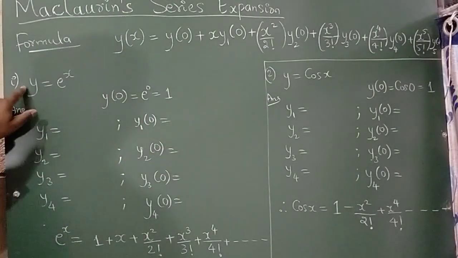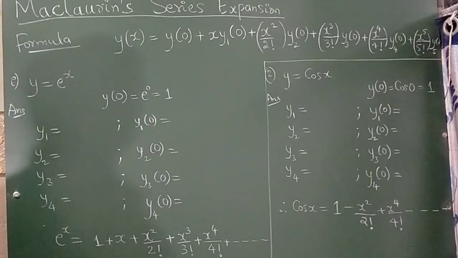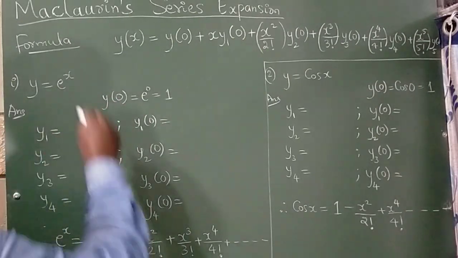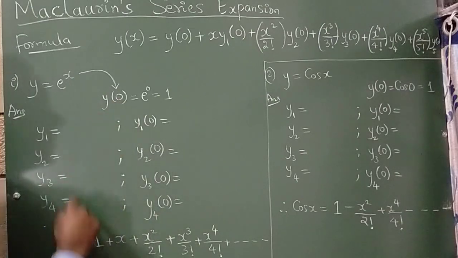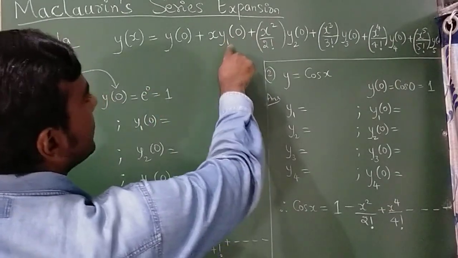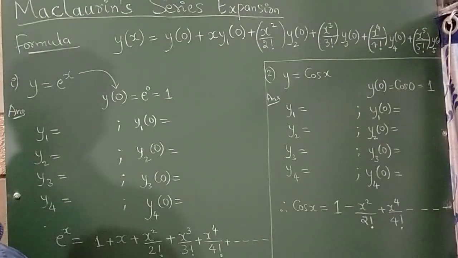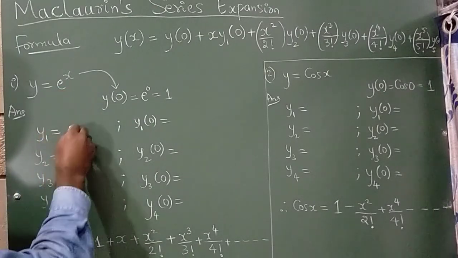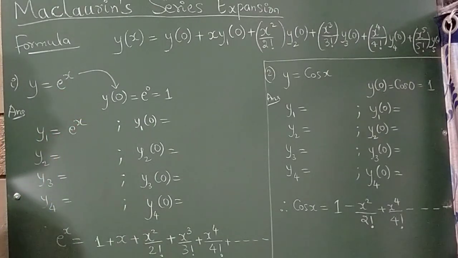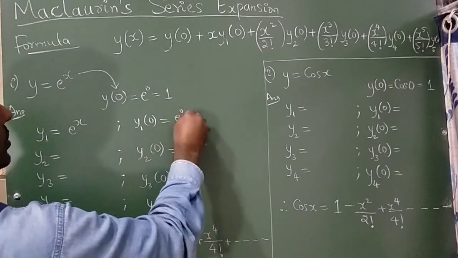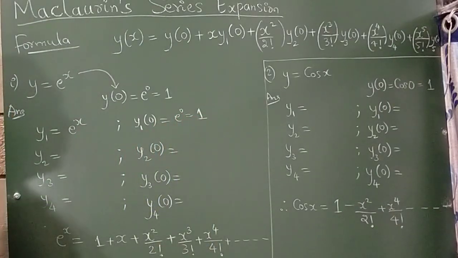So the first question is y is equal to e raised to x. Now according to the formula, what is the first term here? y of 0. So y of 0 I have written here. It means in place of x I need to substitute 0. So e raised to 0 is 1. Now next here it is y1 of 0. So for y1 of 0 I need to differentiate the given equation. So if I differentiate this, I'll get e raised to x. Now let me substitute in place of x 0. So e raised to 0 will again become 1.